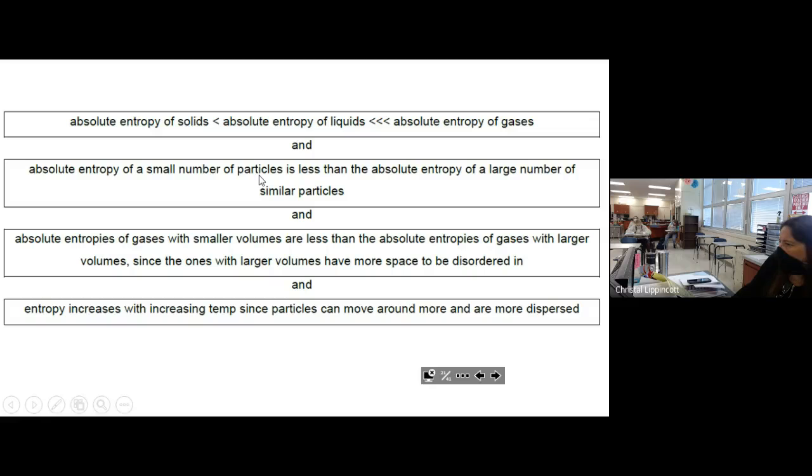Absolute entropy of a small number of particles is less than a larger number of particles. That's where we're looking at moles of material. Okay? Absolute entropy of gases with smaller volumes is less than larger volumes because there's more room to spread out. There's more possibility for it being there, okay?